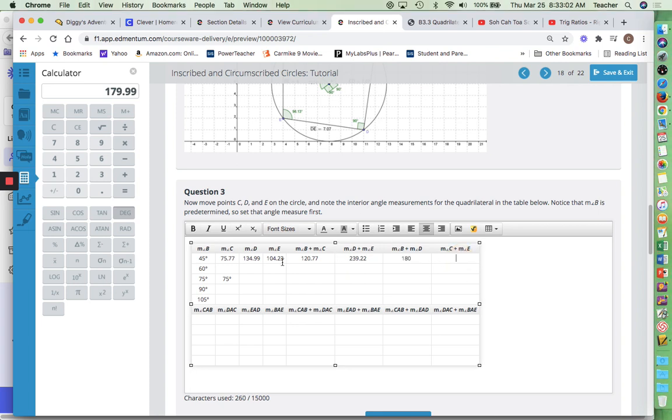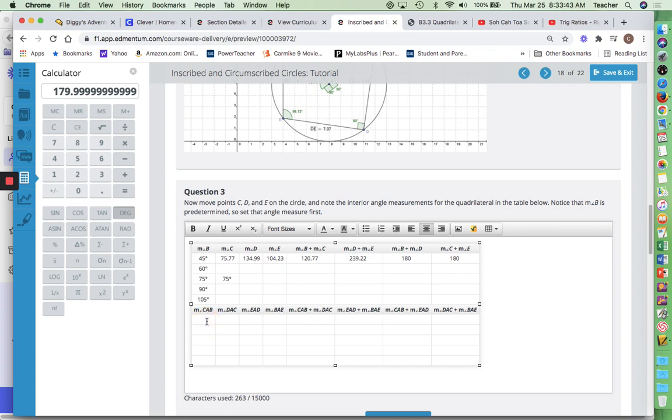All right, C and E. So I'm going to add C and E together. So the 75.77 plus 104.23. Oh, 104.23 is 104.23. Can I go back? No, I can't. So minus 0.77 plus 0.23. Oh, wow. Yeah, there's your 180. So it looks like my opposite interior angles are 180 degrees. Interesting.